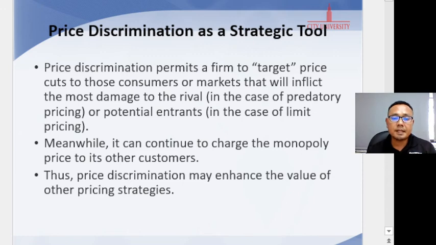For this reason, price discrimination can be used as a strategic tool to facilitate limit pricing, predatory pricing, or raising the rival's cost.